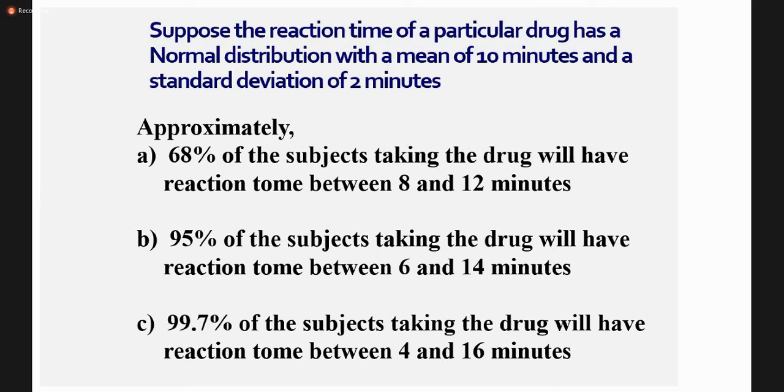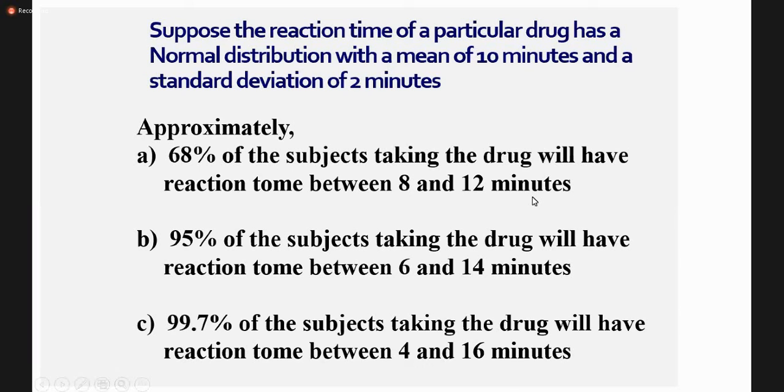What does this mean? It means that for A, if we are considering one standard deviation, which is just 2 minutes, then one standard deviation, 2 minutes below this average and above this average, would be the reaction time of that drug. 10 minus 2 is 8 and 10 plus 2 is 12. 68% of the subjects taking the drug will have reaction time between 8 and 12 minutes.